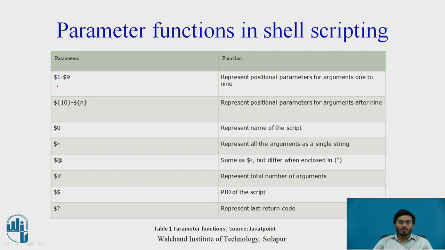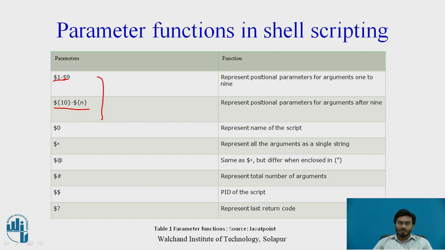So whenever you discuss the parameters, and you are specifically mentioning 1 to 9, it represents the positional parameter for the argument in the given command. Similarly, the only difference between these two is that here you need to mention the bracket.